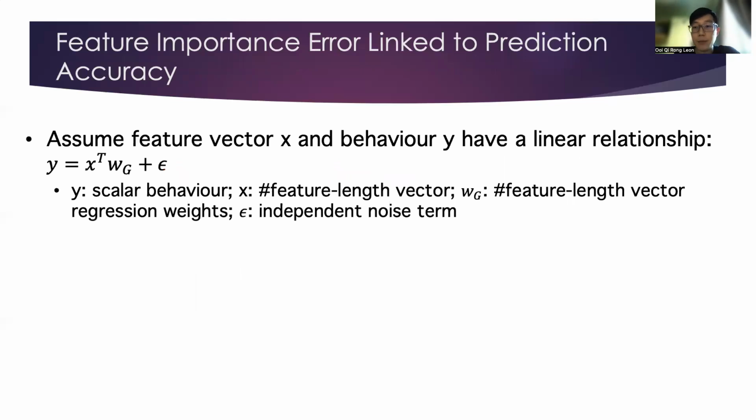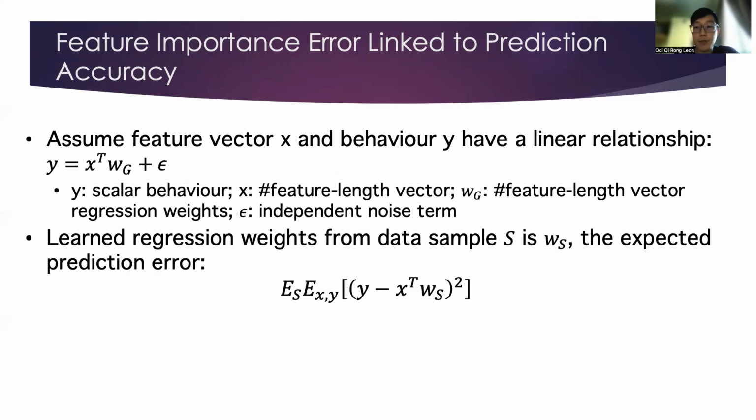First, let's assume that we have brain features X and behavior Y, and they have some underlying linear relationship. So Y equals Wg X plus epsilon. Here Y is a scalar representing some behavior. X is a number-of-features-long vector of brain features. Wg is a feature-length vector of regression weights, and epsilon is some independent noise term.